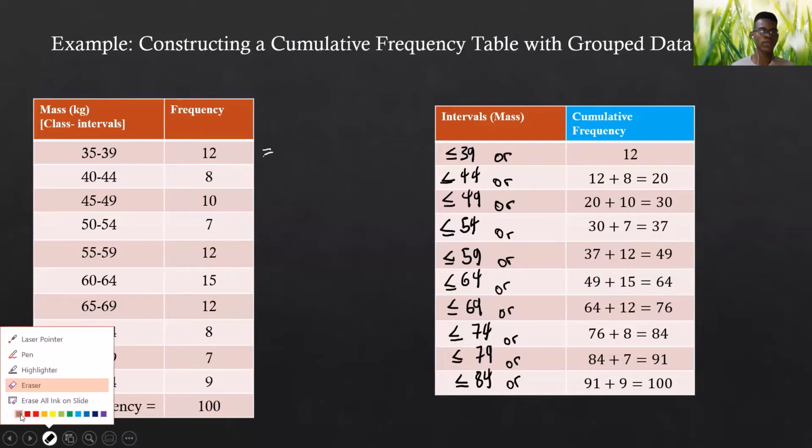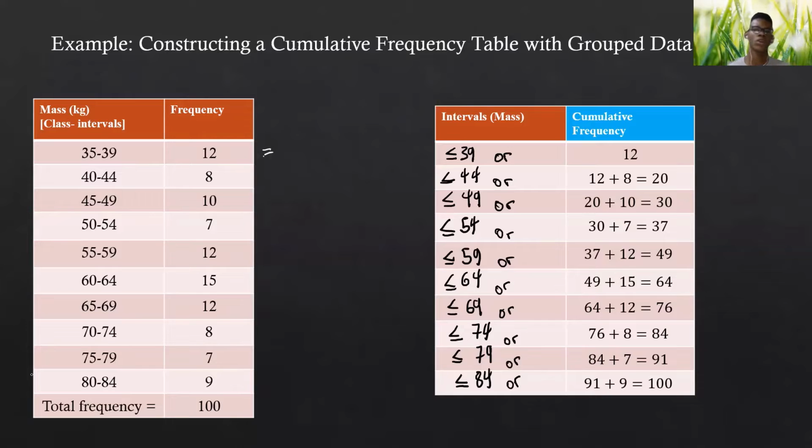There's some terminology for the class. So you have lower and upper limit, you have lower and upper boundary. Now the upper boundary is just the upper limit plus 0.5. So 39.5. You notice I put less than and not less than or equal to. So if you're using the upper boundary instead of the upper limit of the class, then you need to just put less than. 44.5, you need to use less than. 49.5. So I'm just adding 0.5 to the upper limit to get the upper boundary.